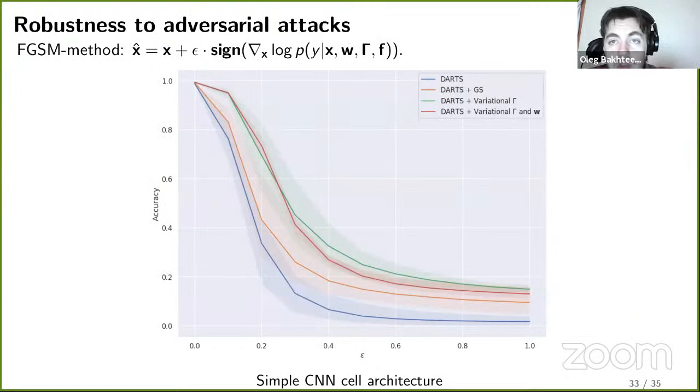And for the adversarial attacks, we used the DARTS method with some different modifications. We used the FGSM method. It's somewhat of a baseline for gradient attacks for this experiment, and we evaluated how our model works with different FGSM attacks. Here are four plots: DARTS using Gumbel softmax instead of softmax, and two DARTS runs with variational gamma, variational structure, and variational structure and parameters. As we can see, including Gumbel softmax into our optimization procedure leads to more robust architectures under some adversarial attacks. And if we use variational optimization, it also gives some increase in robustness.